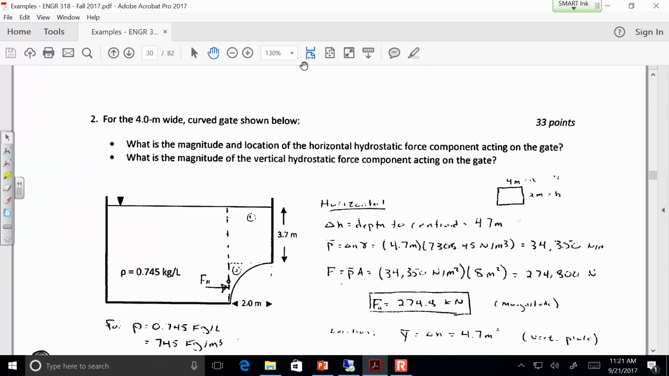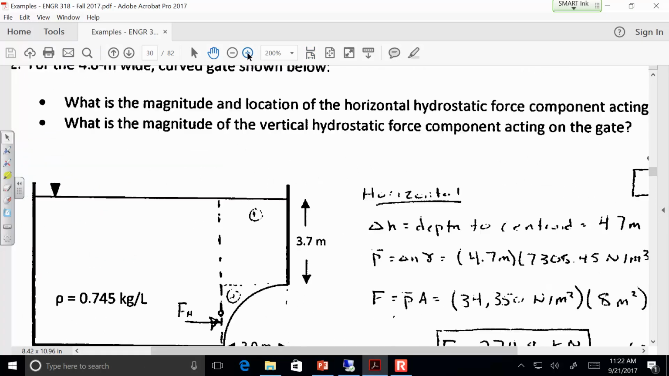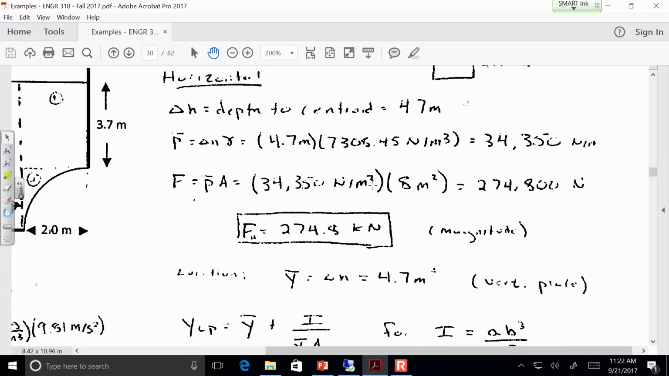Okay, so we calculate the force. The hydrostatic force should be 274.8 kilonewtons. That's the magnitude. It's just the pressure at the centroid multiplied by the area of the projection. And the area of the projection is 2 meters tall, 4 meters wide. All right, so that's the horizontal force.